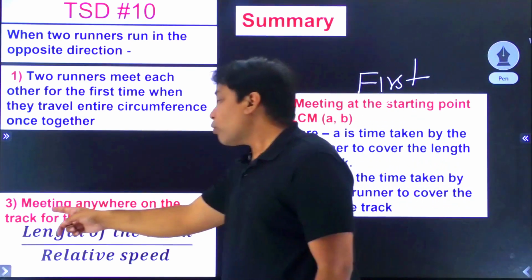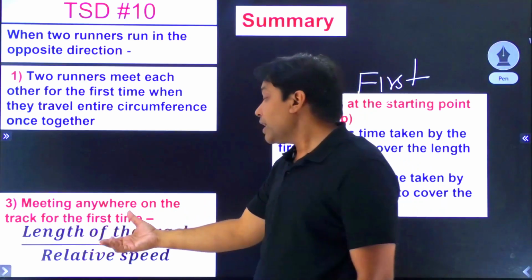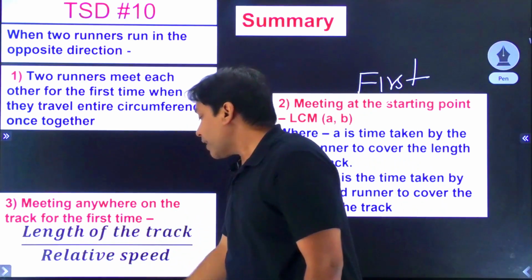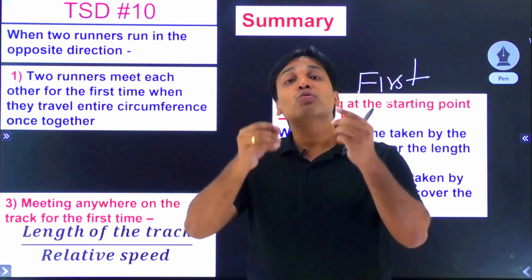And when you want them to meet anywhere on the track, मैंने बोला प्रॉब्लम के थ्रू आपको सिंप्लीफाई करने की कोशिश करी. It has to be length of the track divided by relative speed. That's it. इससे ज्यादा आपको जानने की जरूरत नहीं है.